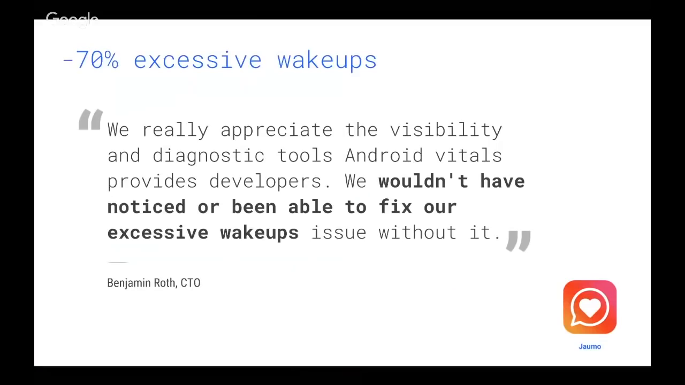And we report on many of these metrics in the Play console. One of the metrics we report on is excessive wake-ups. And the CTO of JAMO wouldn't have even noticed or been able to fix their excessive wake-ups issue without using Android Vitals. Android Vitals is one of the few tools out there that reports on the battery consumption of applications. And what you'll notice when you go into the battery section, it'll enable you to see some metrics that are very interrelated.